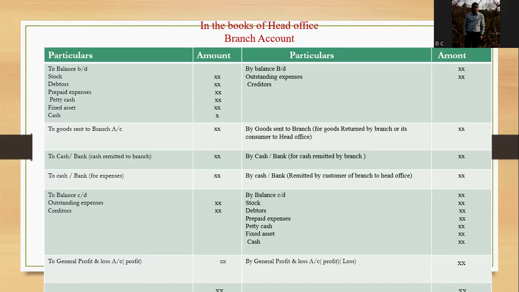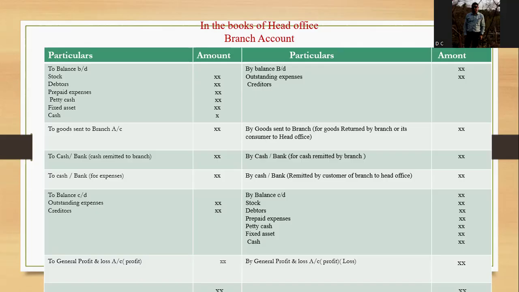Suppose there is cash sent by the head office to the branch. When the head office sends cash to the branch, cash goes out from the head office. So it will be branch account to cash or to bank. If the head office sends cheques, it will be to bank. If the head office sends cash, it will be to cash. I'm discussing the journal here along with the ledger.